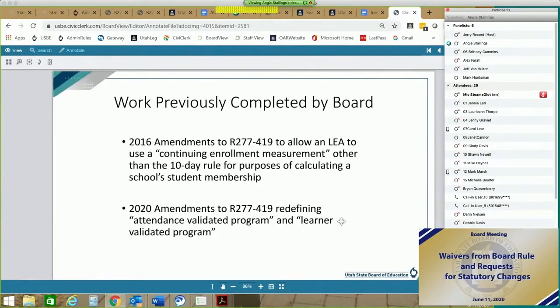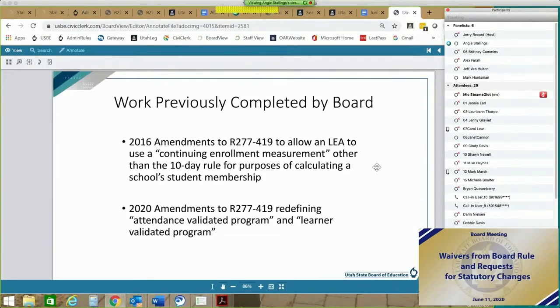So just wanted to let you know that the previous work that's already been completed by the board will help in these efforts. You'll remember, well, some of you will remember more than others, that in 2016, the board made some amendments to R277-419 to allow an LEA to use a continuing enrollment measurement other than the 10-day rule for purposes of calculating a school's student membership.